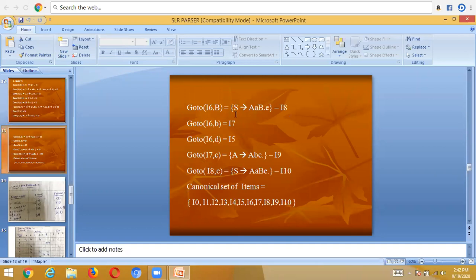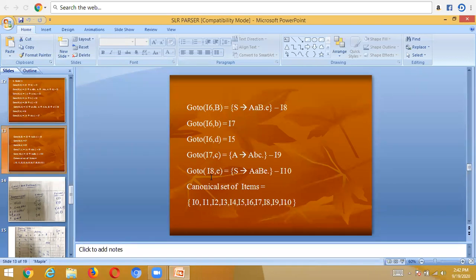Right. I6 with B goes to I8. I6 with B goes to I7. I6 with D goes to I5. I7 with C goes to I9, and I8 with E goes to I10. Here we are calling them the canonical set of items when we are representing them in the form of a graph structure, graph construction. Then we are calling I0 to I10 the state representations.